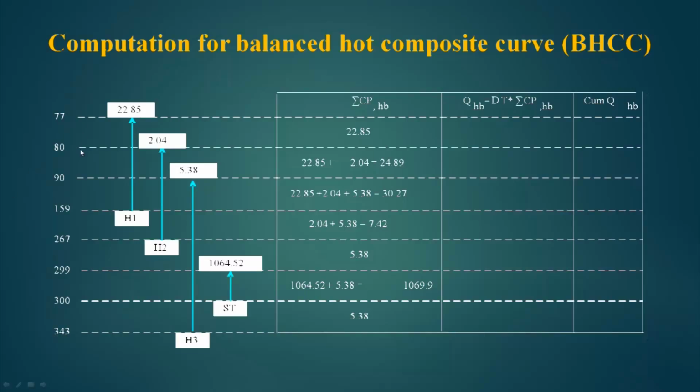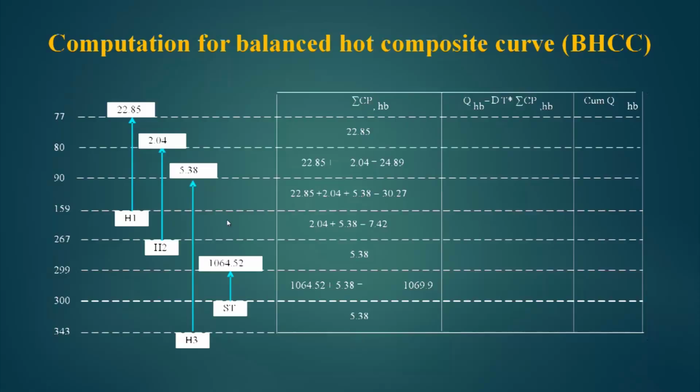In the first interval, that is 80 to 77, only the H1 stream is operating and its Cp value is 22.85, and hence here 22.85 is entered. However, in the range of temperatures 90 to 80, there are two streams, H1 as well as H2. So, we have added the Cp values of both. So, it becomes 22.85 plus 2.04, which comes out to be 24.89. In this manner we have computed the summation of Cp values in this column.